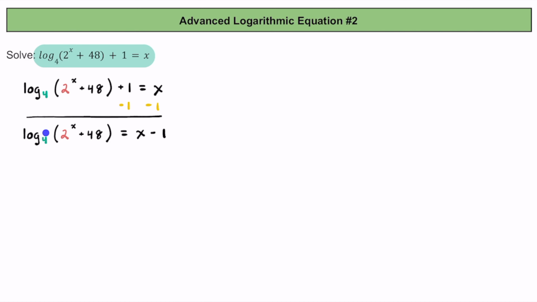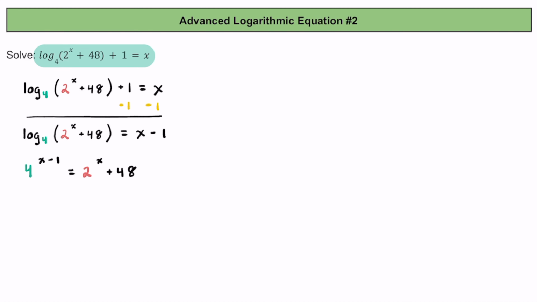Then we want to identify the base of the log, which in this case is going to be 4. Currently, we have this equation written in logarithmic form, but let's rewrite this into exponential form. Remember, to rewrite this in exponential form, we take the base of the logarithm, which is 4, and raise it to the x minus 1 power, which is on the other side of the equation, and that will be equal to 2 to the x power plus 48. So rewriting this equation in exponential form, we write 4 to the x minus 1 power on the left side, and that's going to equal 2 to the x power plus 48 on the right side.